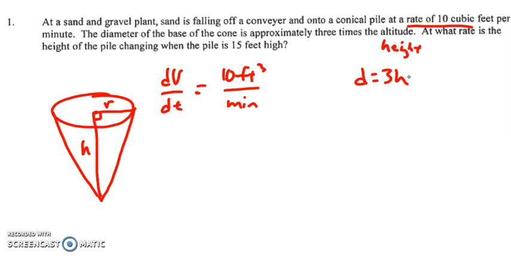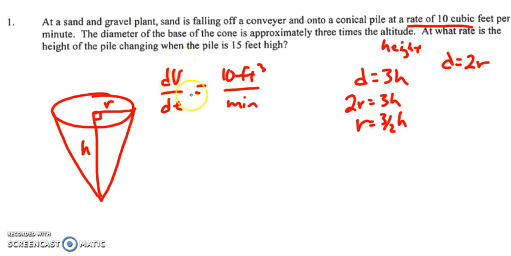Well, what do we know about the diameter in terms of the radius? Because that's what we know over here as well. So the diameter is twice the radius. So if we plug in 2r for diameter and solve that for r, we get r to be 3 halves h, or 3 over 2 h. Why do we need that?